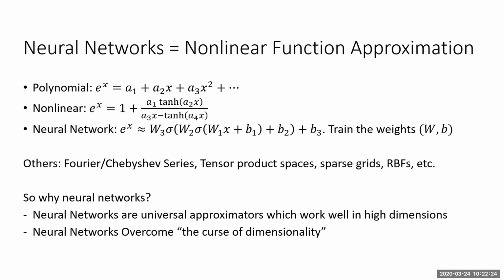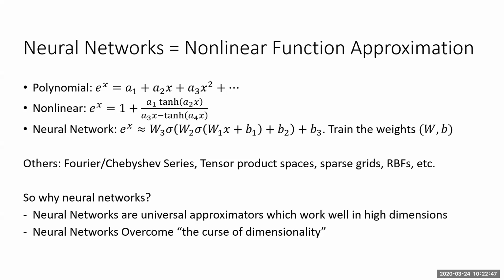And so we think about this as what we call a universal approximator, something that can approximate any possible function. Other things that can work as stand-ins instead of a neural network are Fourier and Chebyshev series, tensor product spaces between polynomials and Fourier series, radial basis functions. All these things are doing the same similar thing. So why do we look at neural networks here?